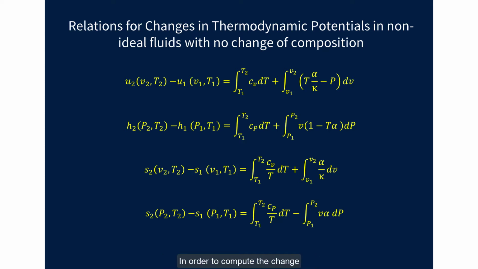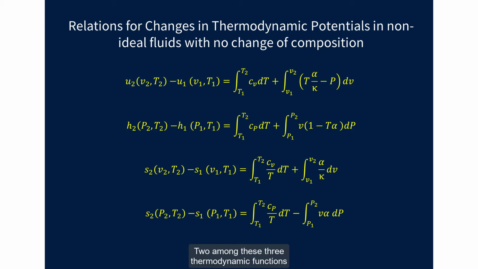In order to compute the change of internal energy, enthalpy, or entropy, it is desirable to use two among temperature, pressure, or volume as independent variables, and also to express the various partial differential coefficients in terms of measurable quantities. This video develops a set of correlations which are based only on measurable quantities and that can be used for the actual calculation of changes in internal energy, enthalpy, and entropy.